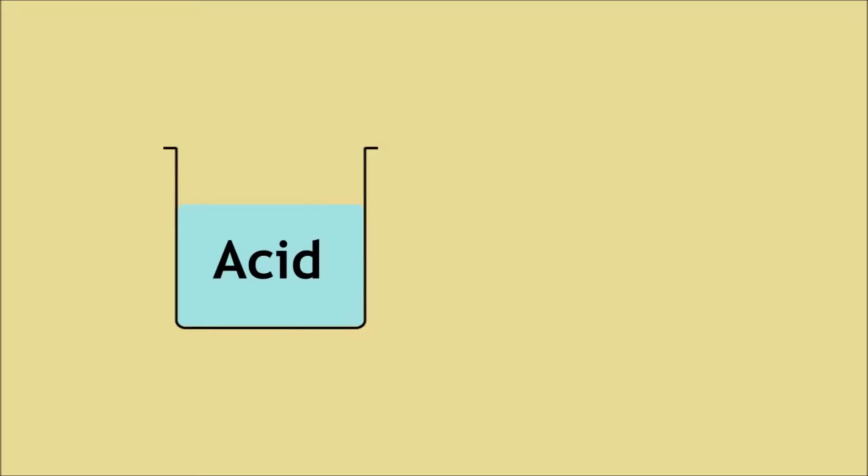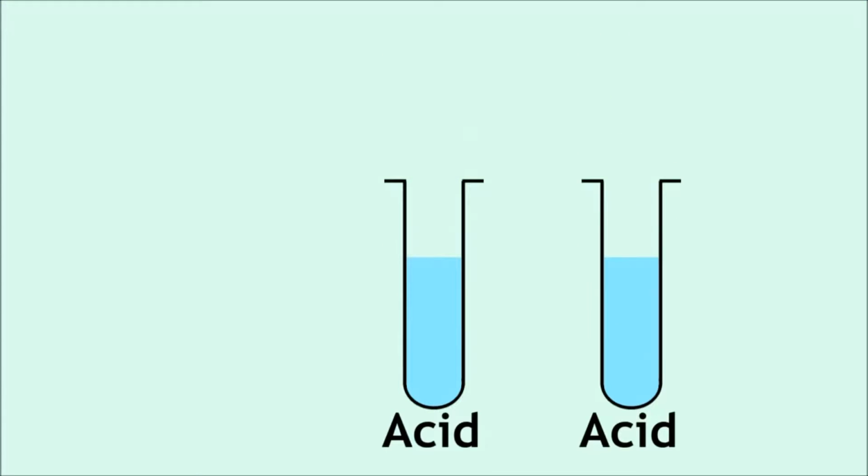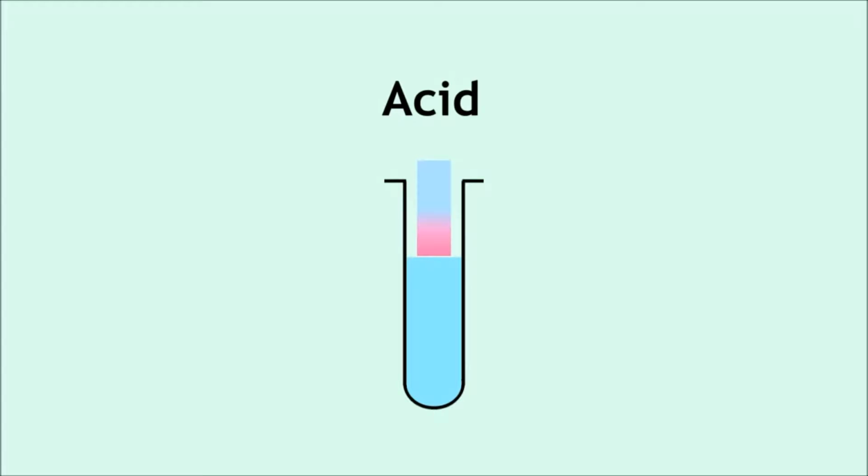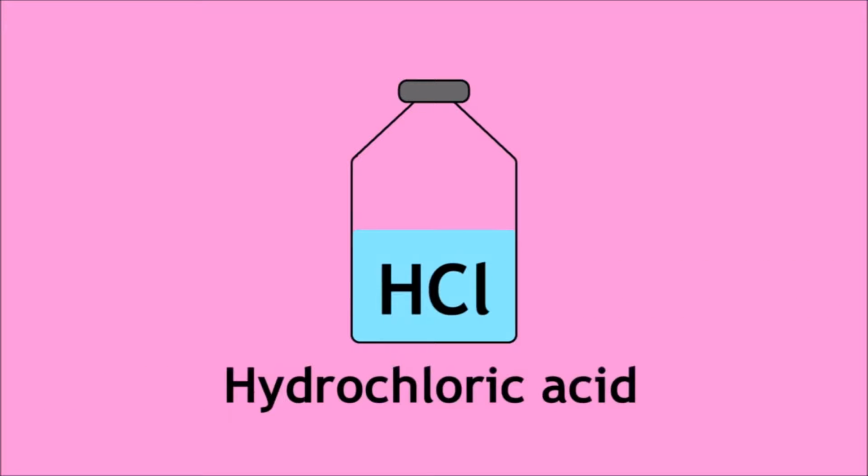Acids are substances with a pH lower than 7. We can test for acids using universal indicator solution, or paper, which turns red or orange, all depending on the strength of the acid. Blue litmus paper also turns red in the presence of an acid. An example of an acid that you are likely familiar with is hydrochloric acid.